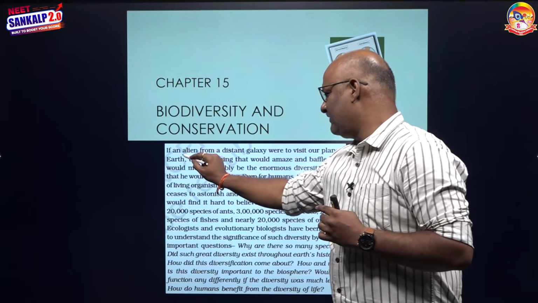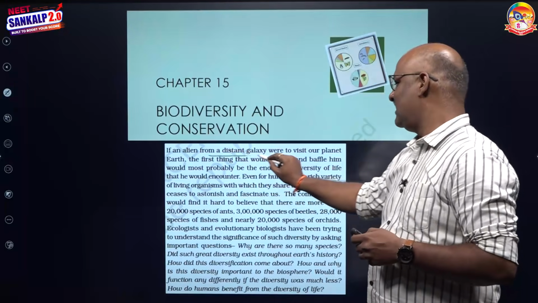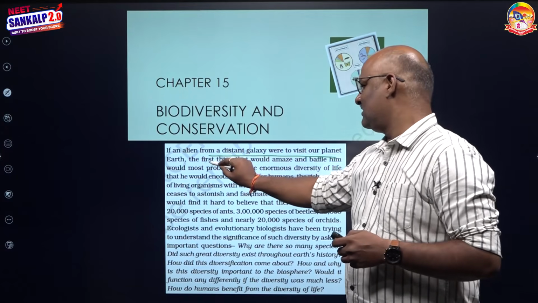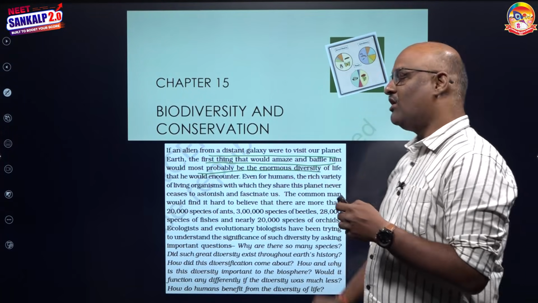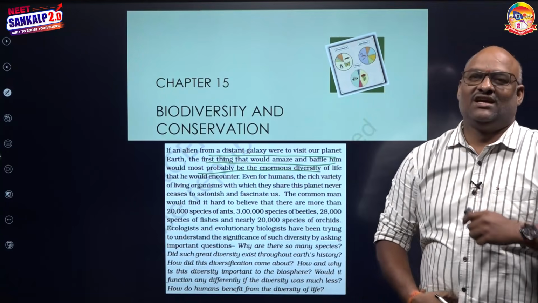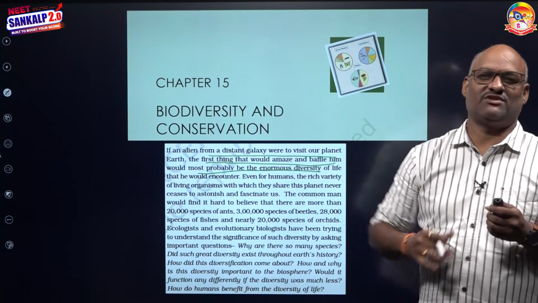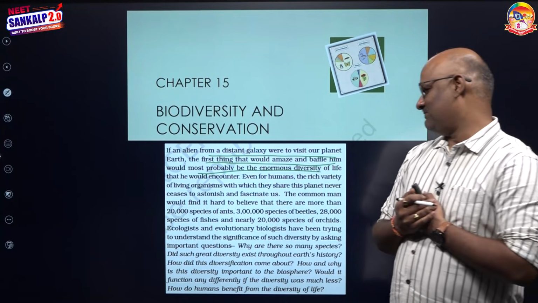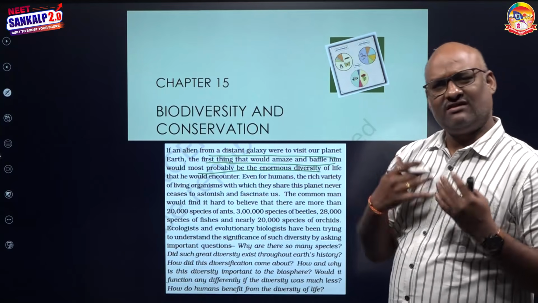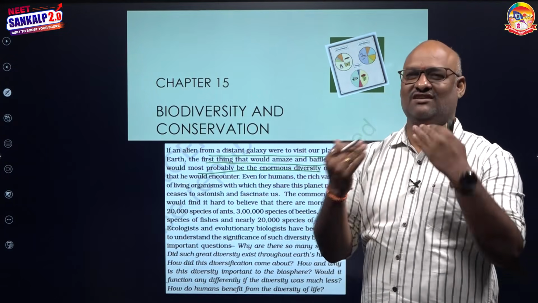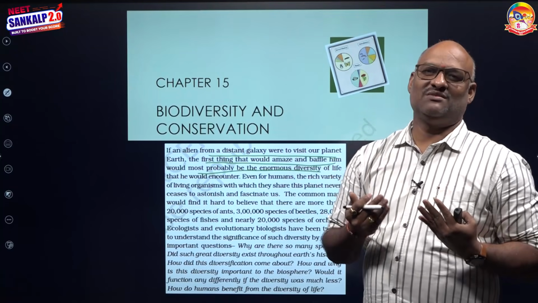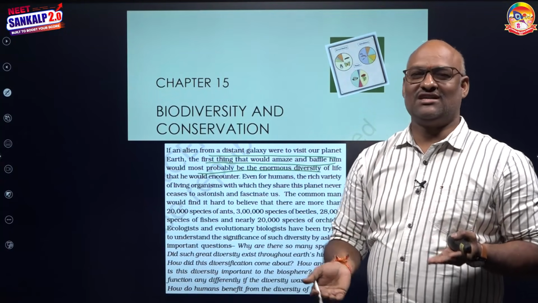If an alien from a distant galaxy visits our planet, the first thing that would amaze and baffle him would probably be the enormous diversity that it would encounter, because so many different types of species are present in this world. Even for humans, we are also astonished. We see so many different types of organisms, but we are still confused by many of them. We always see new organisms.